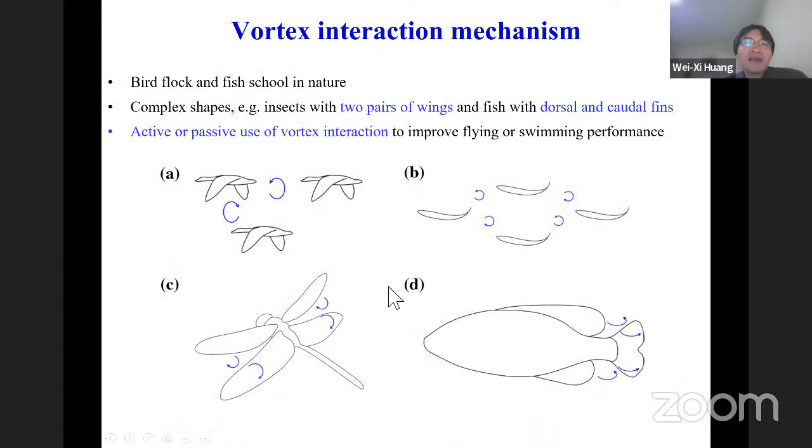In more complex situations, vortex interaction was observed, like in bird block and fish school, and also for animals with complex shapes, like the dragonfly, which has two pairs of wings, and the fish with a dorsal fin and a caudal fin. They will utilize the vortex interaction passively or actively to improve flying and swimming performance.